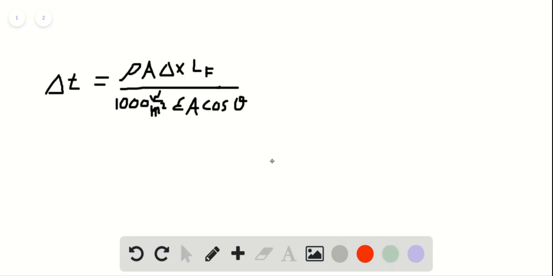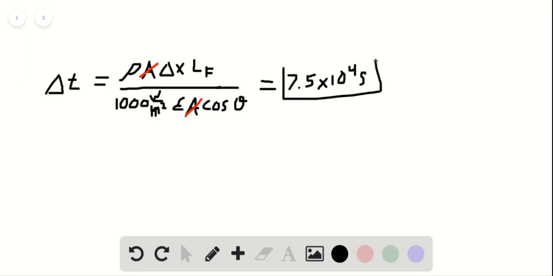Well, the area on the top and the bottom cancel, so we'll just mark that out here in red. And we know everything else in this expression, so we plug all the other values into this expression, and we find that this is equal to 7.5 times 10 to the 4 seconds, which is about 20.7 hours, but we're just going to leave it in seconds and box that in as our solution.